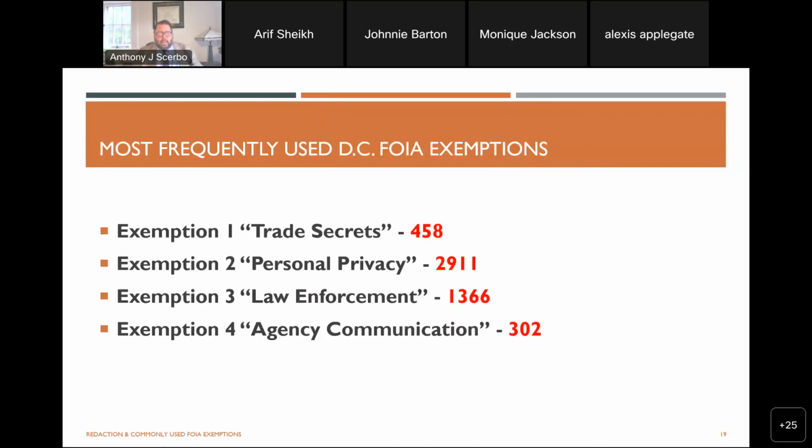These are, again, not surprisingly, the most frequently used DC FOIA exemptions. Exemption 1, trade secrets, 458. Exemption 2, personal privacy, always, I think, perennially the number 1. Exemption 3, law enforcement exemptions, coming in second at 1366. And number 4, agency intra or inter communication at 302.